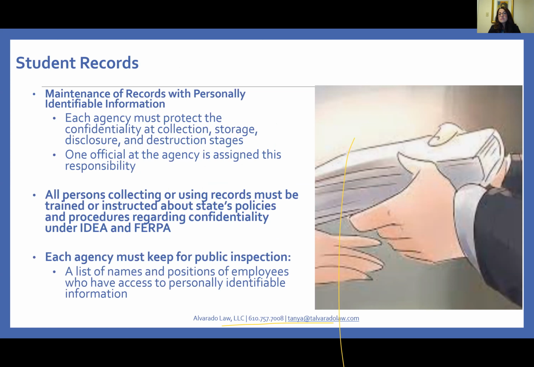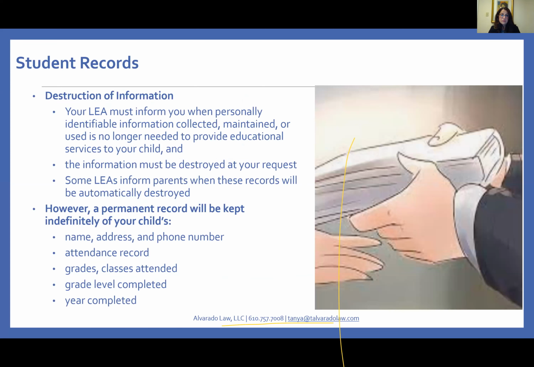Okay, everyone has to be trained. Everyone who has access to the records has to be trained about confidentiality and not sharing it without parental consent. They have to keep a list of people who have had access to it, or that they've shared it with under FERPA.